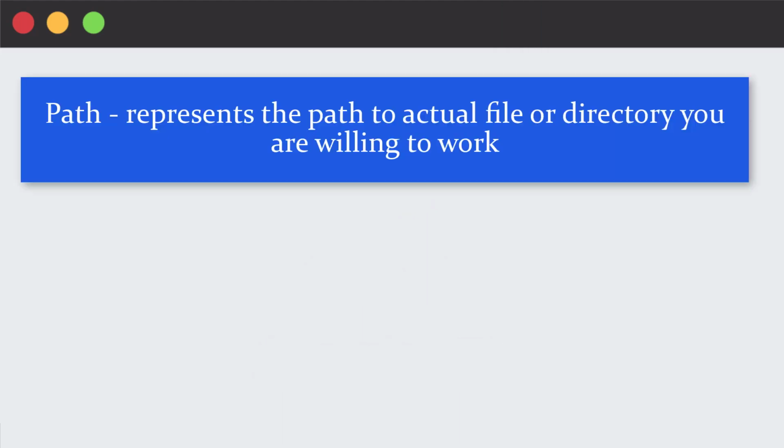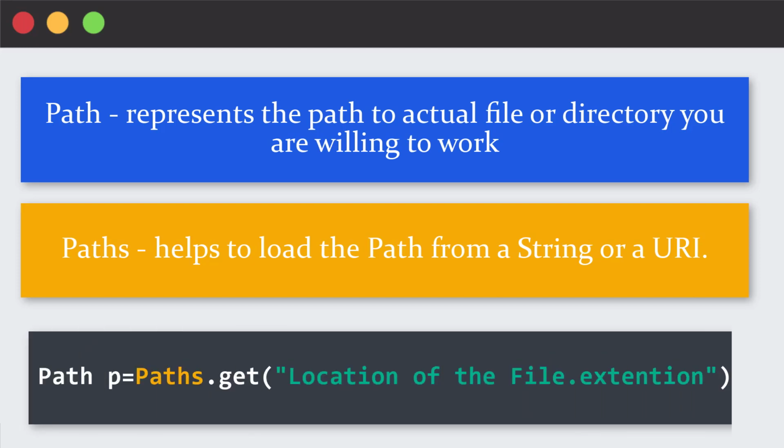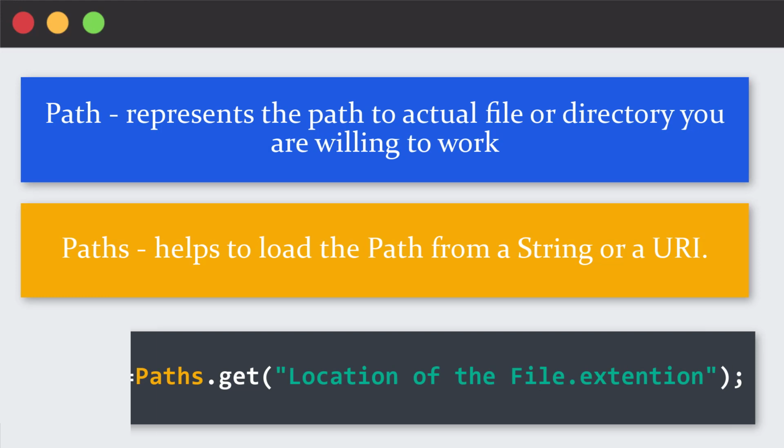Path represents the path to your actual file or a directory in any format. And Paths helps to load the file, or it returns a path using a string or a URI. So to fetch a path object, you need to say Path p = Paths.get, pass the path, and you will get the file.